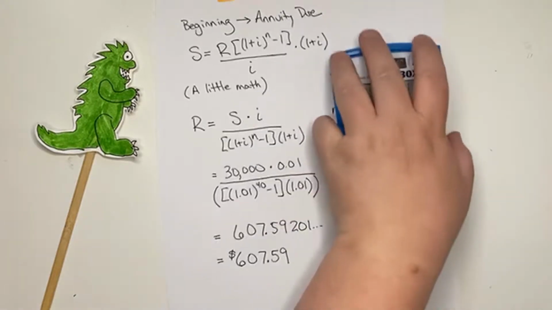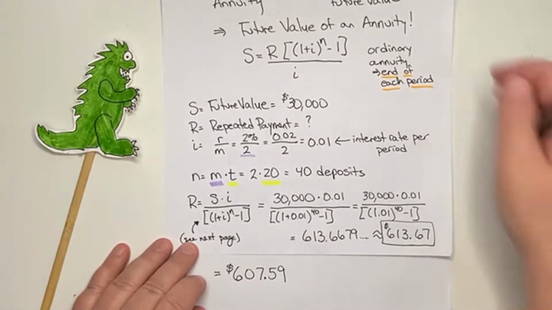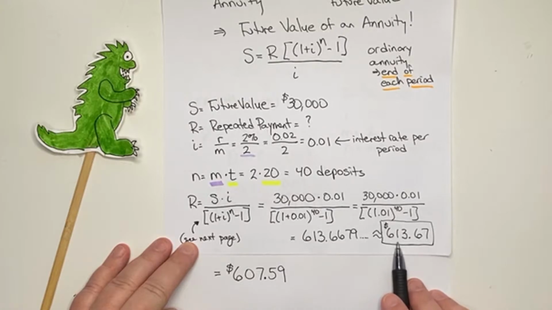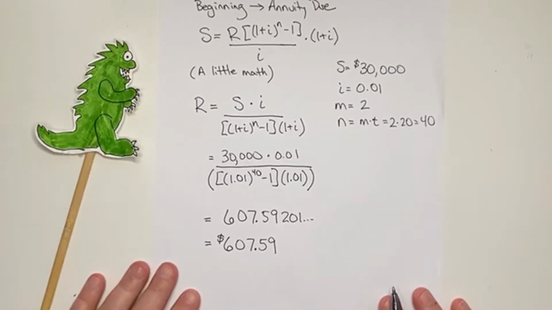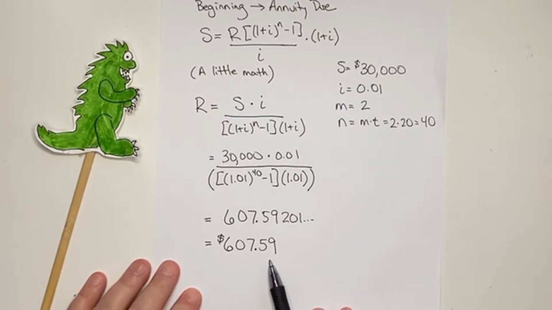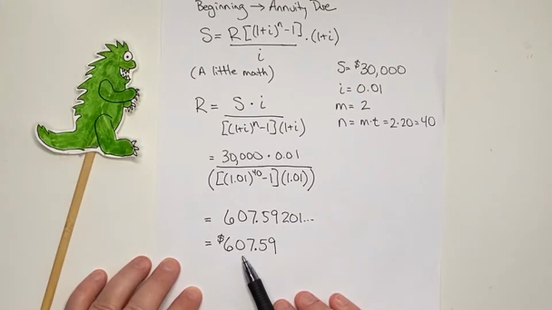So what is the difference? Well, it isn't that big a deal. The difference between depositing it at the end and depositing it at the beginning is almost exactly $6. Now, why would the difference be almost exactly $6? Well, let's think about it. Approximately how much are we depositing each 6 months? We're putting in about $600. What's our interest rate per period? 1%. What is 1% of about $600?